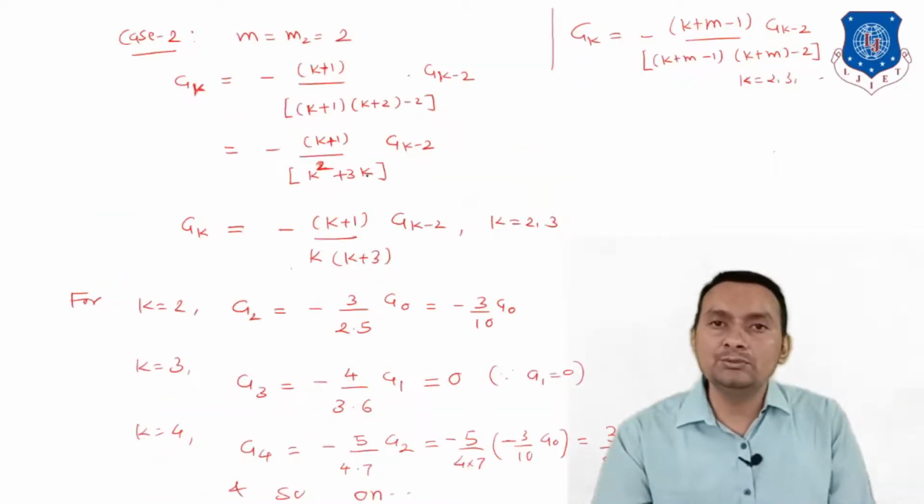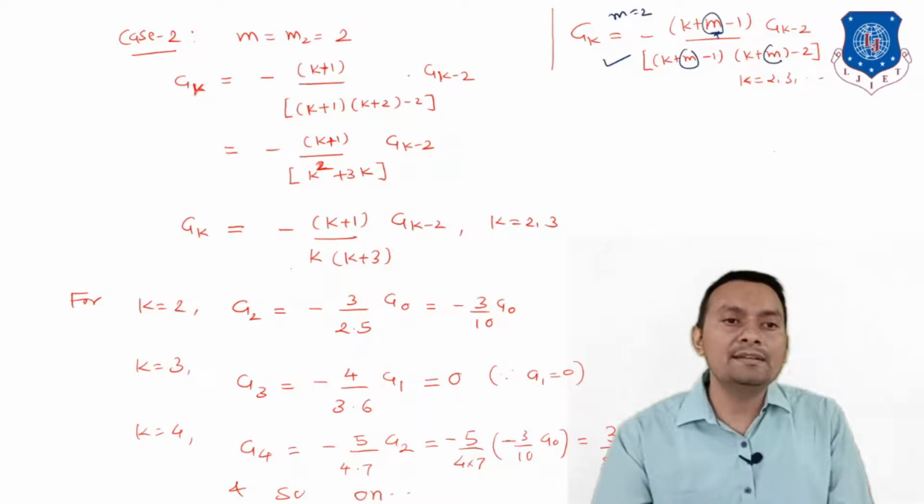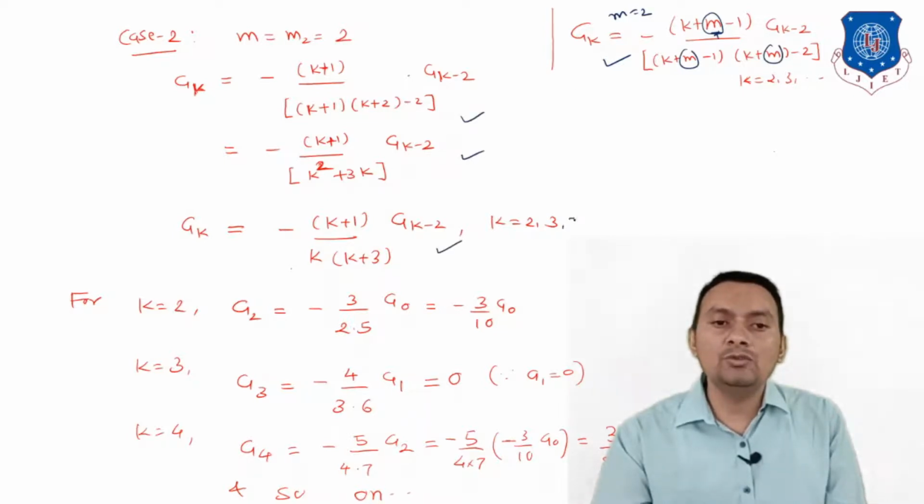So case number 2. Here this is our standard recurrence relation, just replaced by m equal to m2. So after simplifying you will get this one, where k is equal to 3, 4 and so on. So let us put k equal to 2, so what you will get is minus 3 divided by 2 times 5 for a0, and a0 is an arbitrary constant. So we will get minus 3 divided by 10 a0.